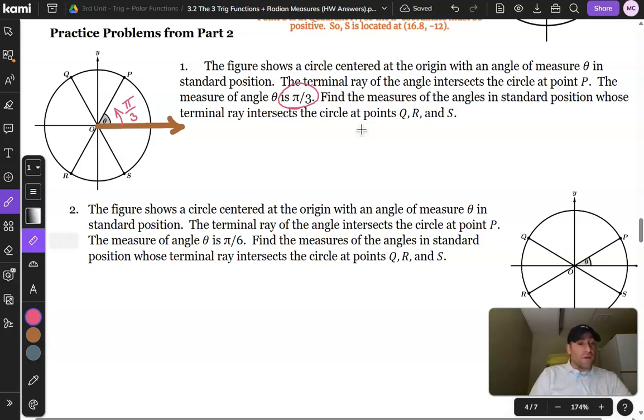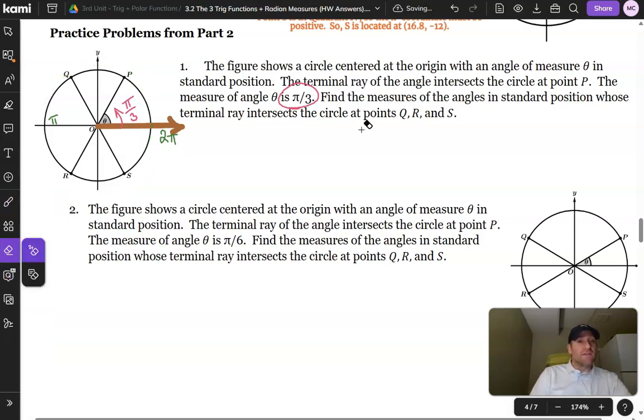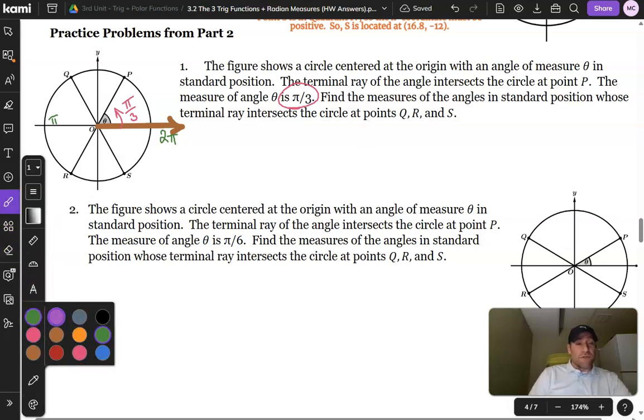Quick reminder, to go all the way around the circle, that's 2 pi, which means half of that is pi. So pi over 3 is 1/3 of the way to pi. All right, so that kind of sort of means to get to Q, we're going to get 2/3 of the way to pi.